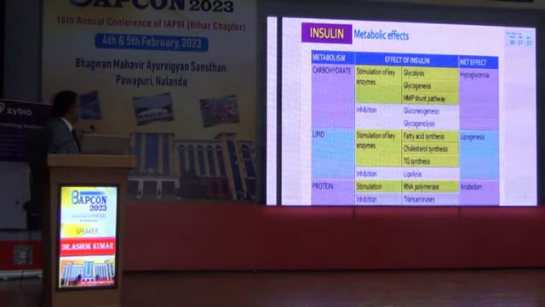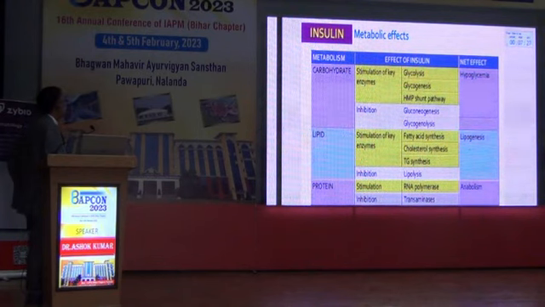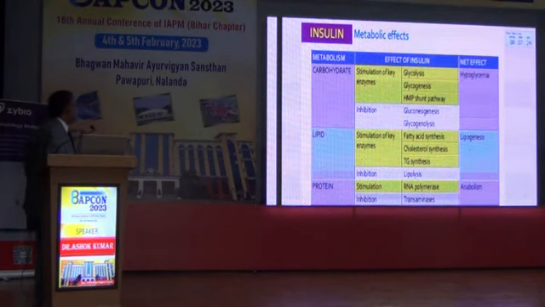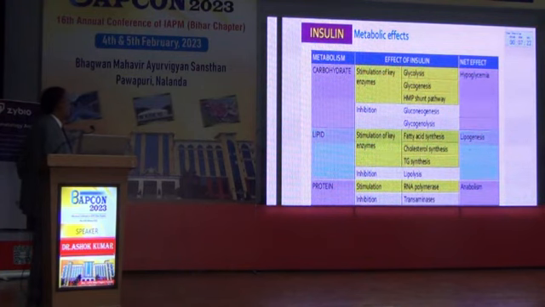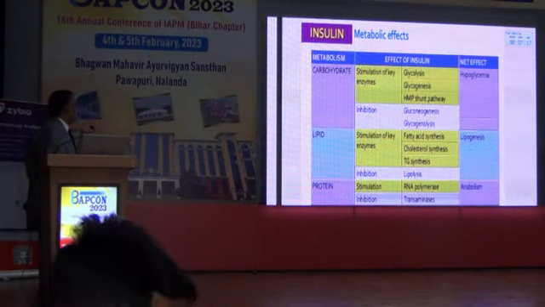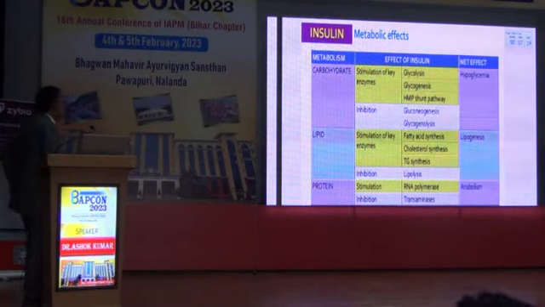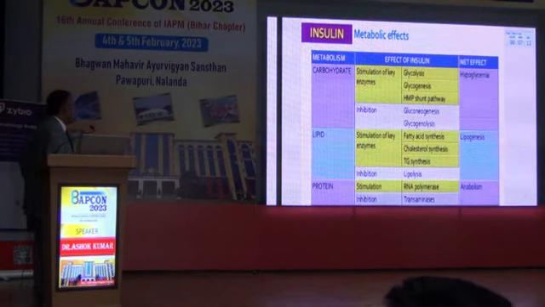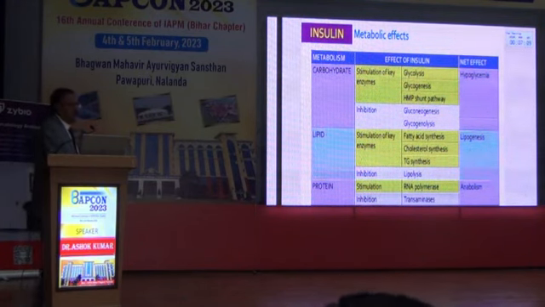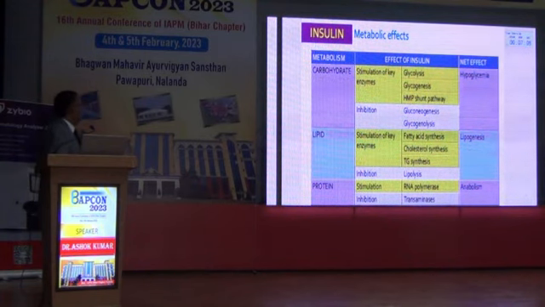Here, by data, I am showing that the action of insulin on carbohydrate is by stimulation of enzymes producing glycolysis, glycogenesis, and the HMP shunt. The next effect is hypoglycemia. On lipid, stimulation of enzymes causes fatty acid synthesis, cholesterol synthesis, and triglyceride synthesis. The next effect is lipogenesis. On protein, the action of insulin causes stimulation of RNA polymerase, inhibition of transaminase, and anabolism.